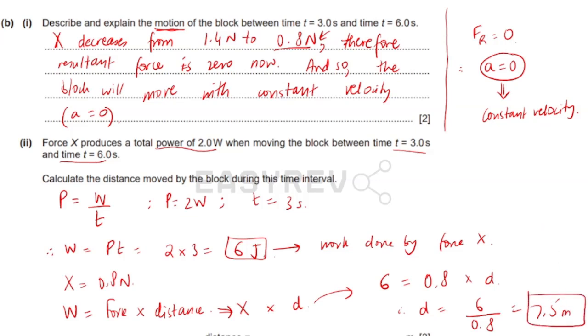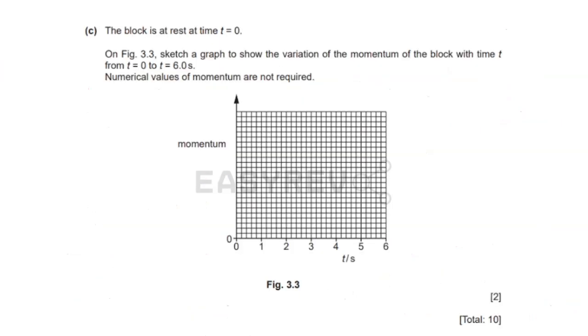Alright, let's go to the next part. The block is at rest at time t equals to 0. On figure 3.3, sketch a graph to show the variation of the momentum of the block with time t from t equals to 0 to t equals to 6 seconds. Here, fortunately, numerical values are not required. Now, we already figured out two situations. That from 0 to 3 seconds, there was definitely some non-zero resultant force, and from 3 to 6 seconds, the resultant force had dropped to 0.